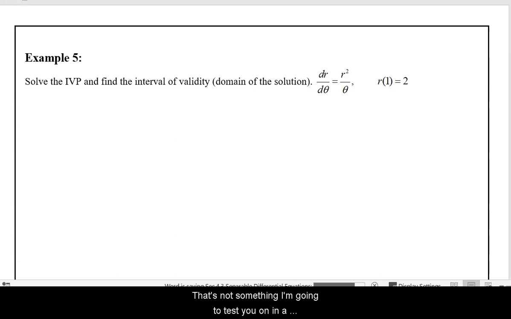That's not something I'm going to test you on in a Calculus 2 class, but it is a very important part of the solution in a differential equations course, and I feel I would be remiss if I didn't at least emphasize it a couple of times. So let's take a look at this problem.